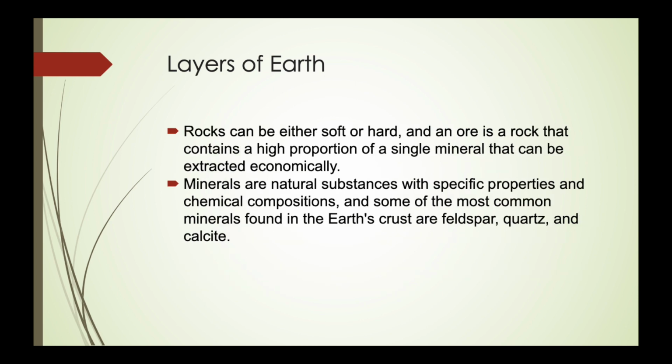Rocks can be either soft or hard, and an ore is a rock that contains a high proportion of a single mineral that can be extracted economically. Minerals are natural substances with specific properties and chemical compositions, and some of the most common minerals found in the Earth's crust are feldspar, quartz, and calcite.